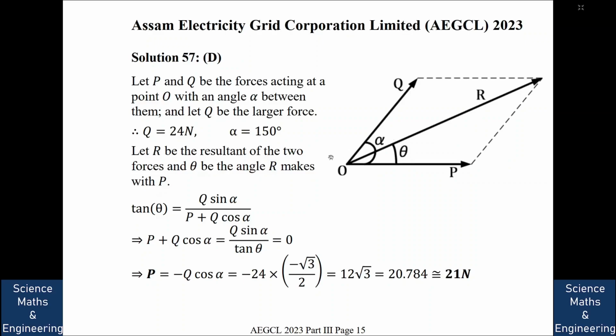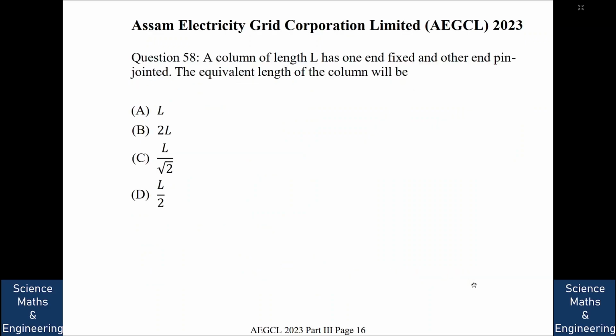Now from mechanics we know that tan theta is equal to Q sin alpha by P plus Q cos alpha. So from here, P plus Q cos alpha is equal to Q sin alpha by tan theta. Now tan of 90 degree is infinite, so 1 by tan theta would be 0. So we have P plus Q cos alpha equal to 0. So P is equal to minus Q cos alpha, which is equal to minus 24 into cos of 150 degree, which is minus root 3 by 2. So we get 12 root 3, or 21 Newton. So the answer is 21 Newton. So go to the next question.